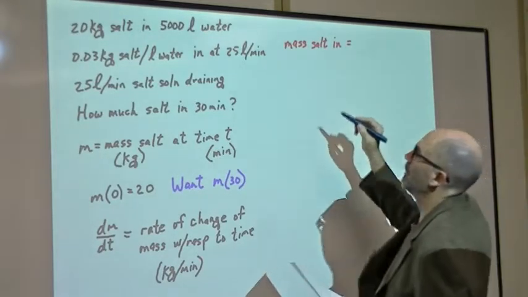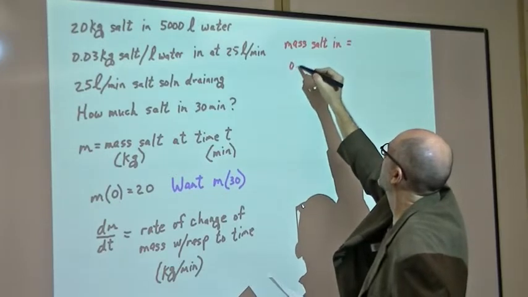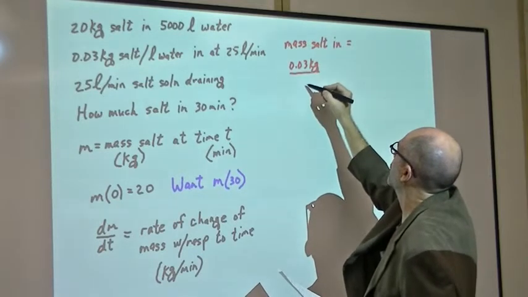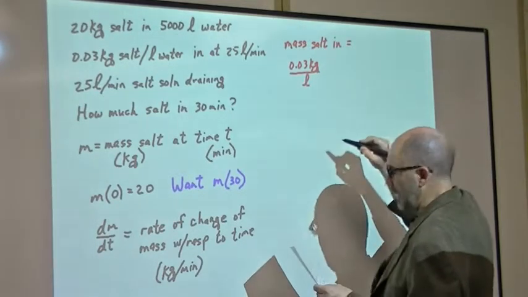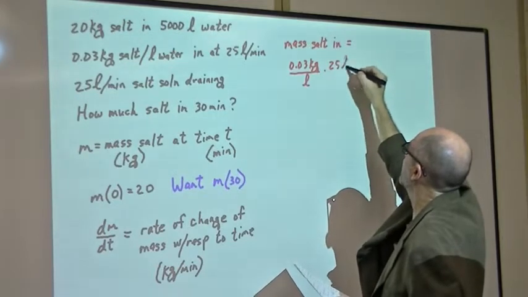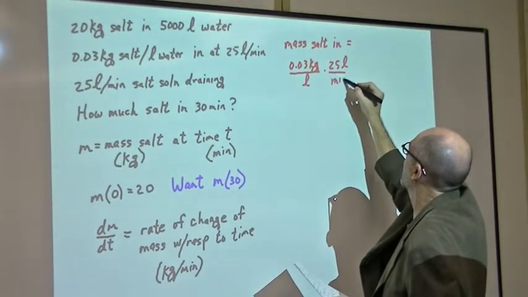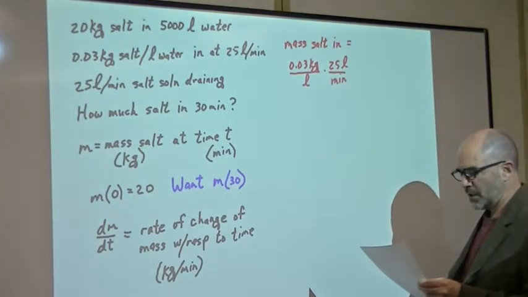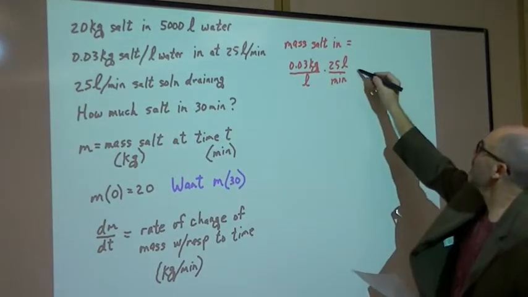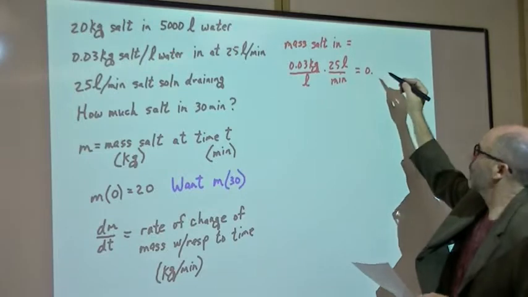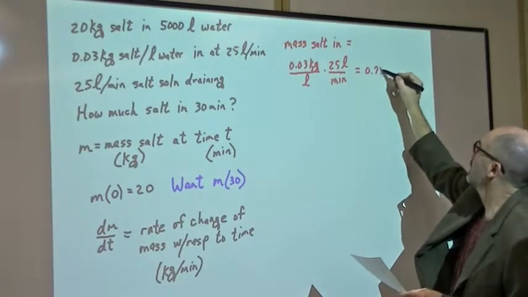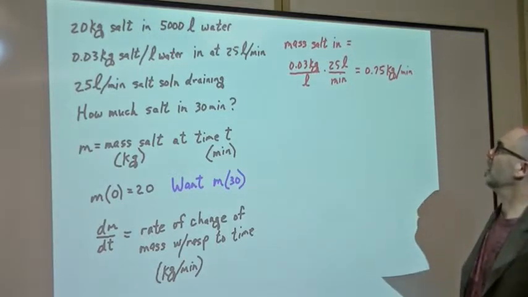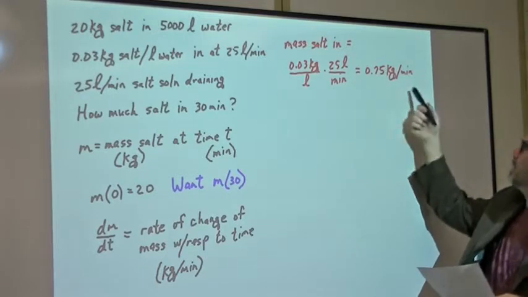0.3 kilograms of salt per liter of water, or 0.03 kilograms per liter, times 25 liters per minute. Okay, so liters cancel, now I have kilograms per minute. And so that's going to be 0.03 times 25, which is 0.075 or 0.75 kilograms per minute. So salt is coming into the tank at 0.75 kilograms per minute.